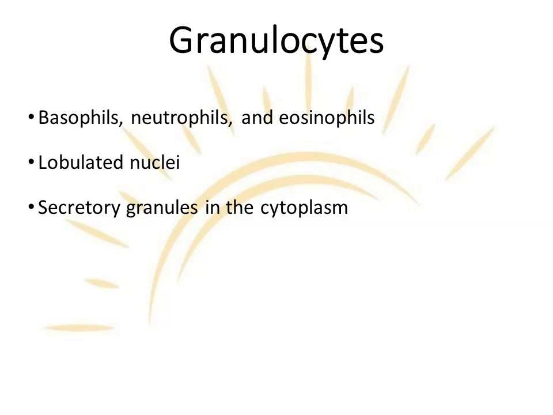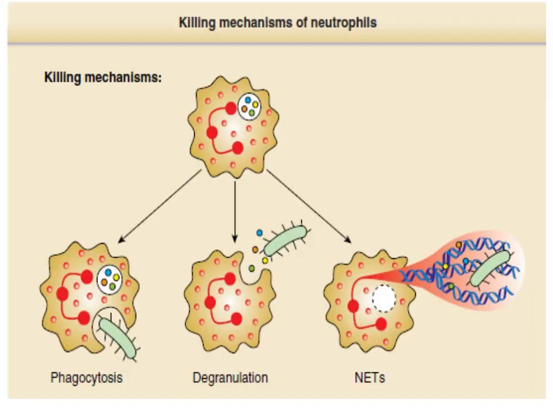Granulocytes. Granulocytes are white blood cells characterized by lobulated nuclei and cytoplasmic granules. They include neutrophils, eosinophils, and basophils. Neutrophils are the most abundant circulating white blood cells and serve as the body's primary defense against bacterial infections. They eliminate pathogens through phagocytosis, degranulation, production of reactive oxygen species, and formation of neutrophil extracellular traps, or nets.